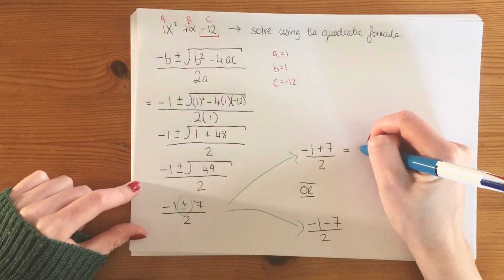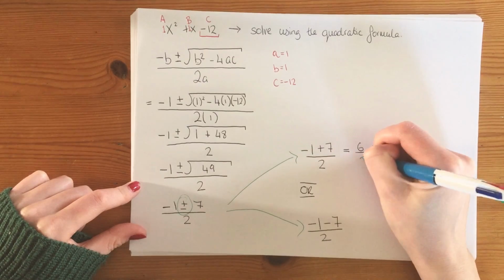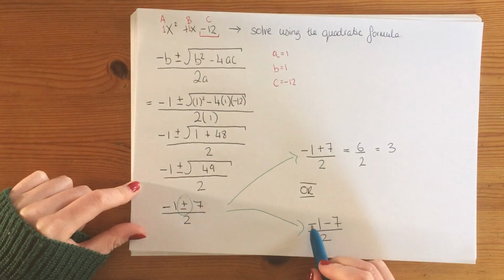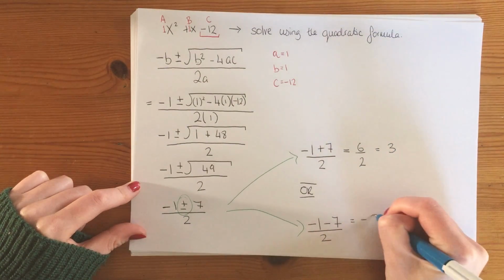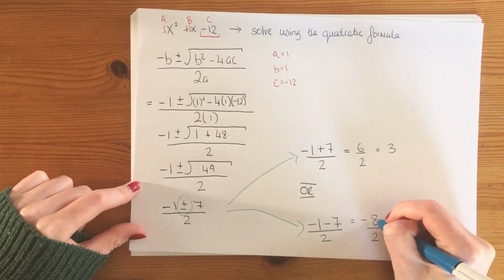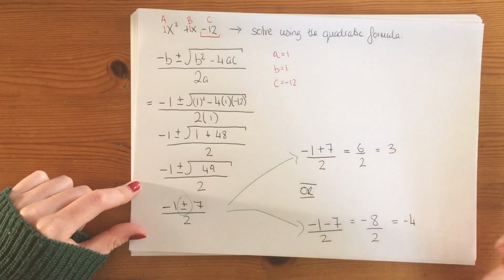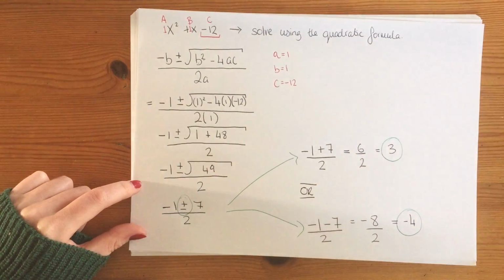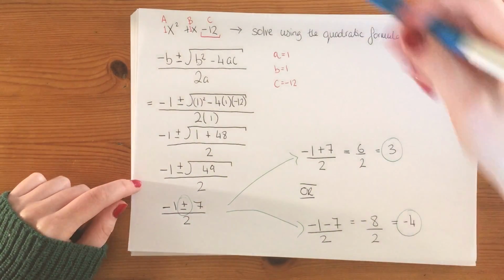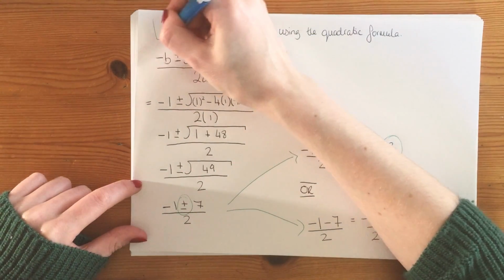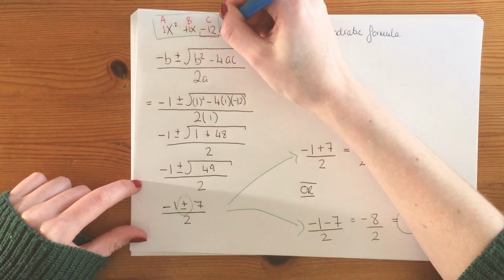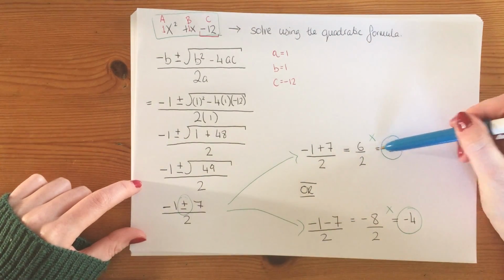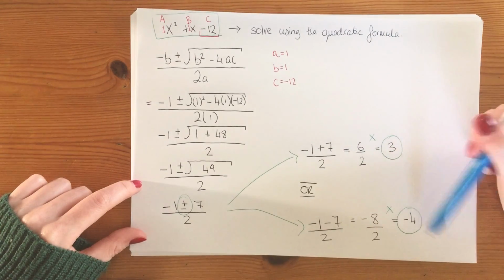So minus 1 plus 7 is 6 over 2. 6 divided by 2 is 3. Minus 1 minus 7 is minus 8 all over 2. 8 divided by 2 gives us minus 4. So there are my two possible answers for x in this equation. Remember, you're solving this equation here, and when you're solving, your last line should always be x equals. So x equals 3 or x equals minus 4.